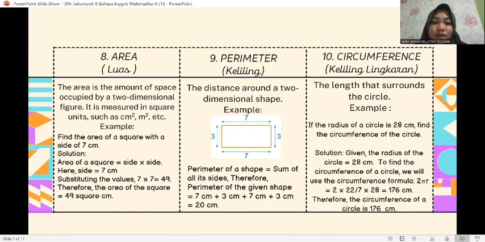9. Perimeter. The distance around a two-dimensional shape. Example.